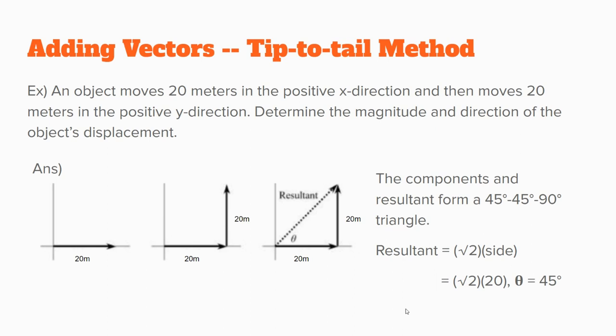Here's the answer. The components and resultant form a 45-45-90 degree triangle because one is horizontal and one is vertical. As a result, the resultant is root 2 times 20, and probably you don't need to get a numeric value of root 2, and theta is 45 degrees.